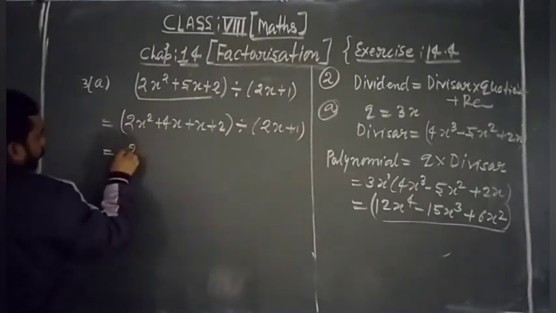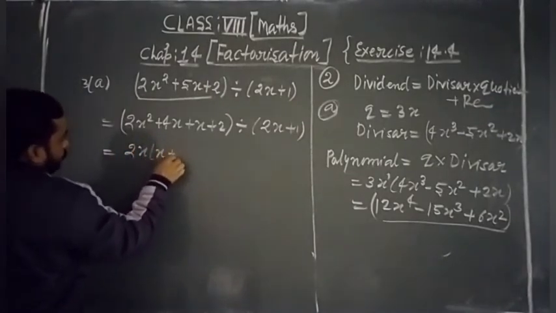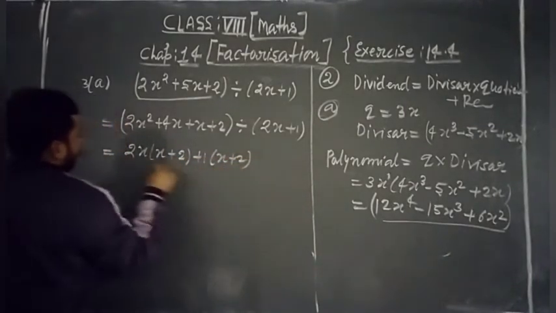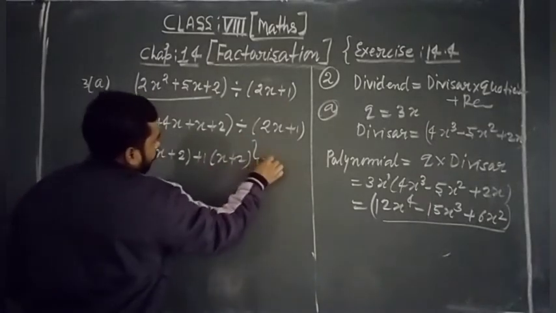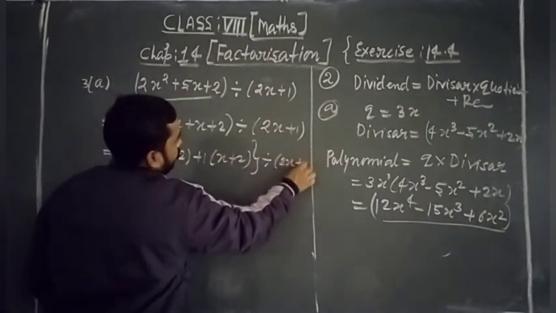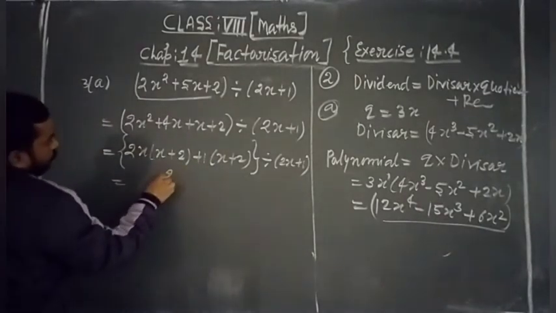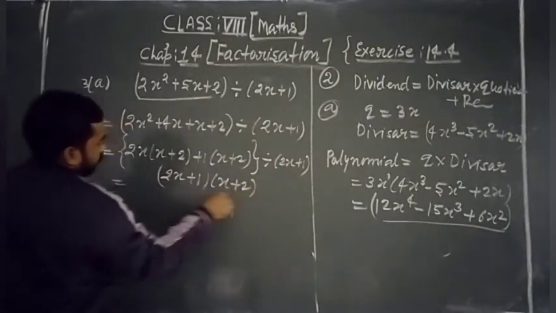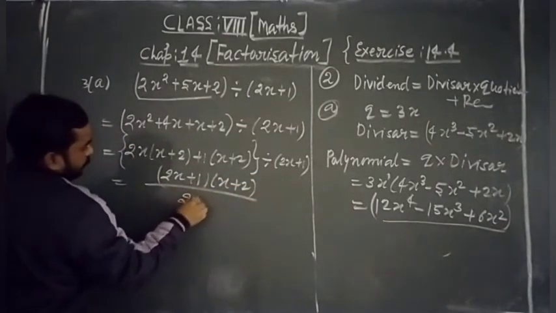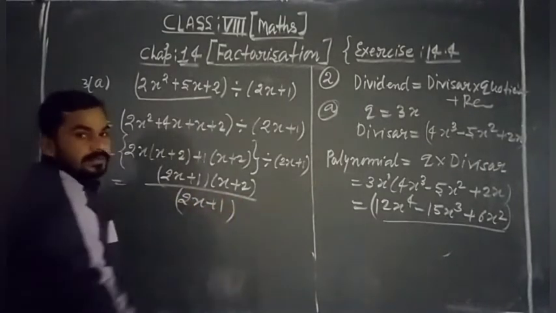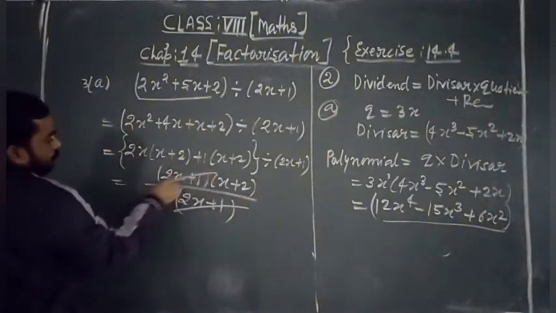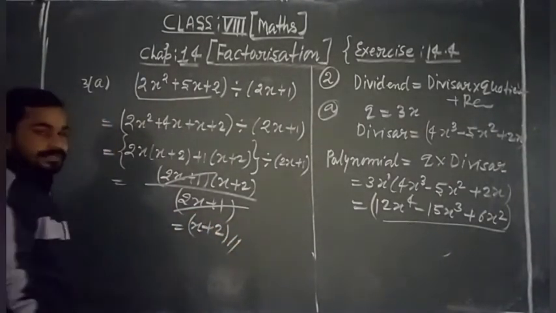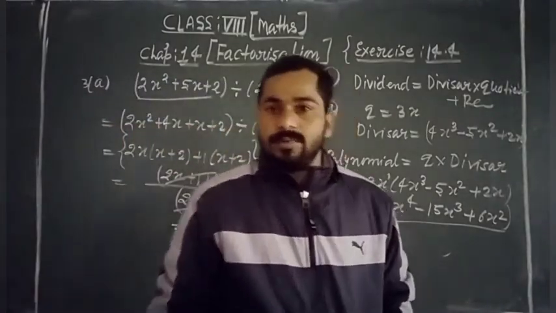Then taking common 2x, so here x plus 2, here 1 is common, x plus 2, divided by 2x plus 1. So the factors are 2x plus 1 and x plus 2, divided by 2x plus 1. Then 2x plus 1 divided by 2x plus 1, so we have x plus 2 as the quotient. So this time we have done question number 3.